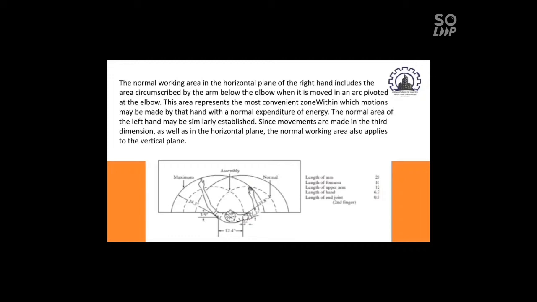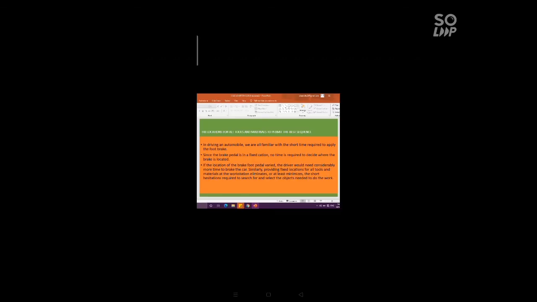Generally speaking, all work materials and equipment should be within the range of the worker so that the worker can work comfortably in a working area. Next is fixed location for all tools and materials to permit the best sequence.